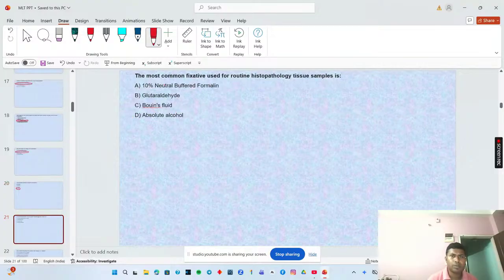The most common fixative used for routine histopathology tissue samples will be 10% buffered formalin. Okay, it will be 10% neutral buffered formalin.